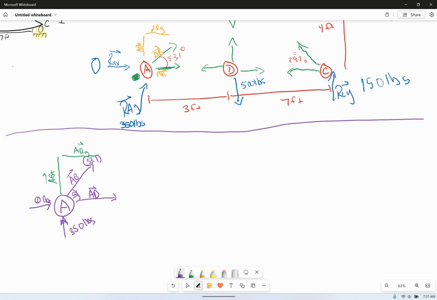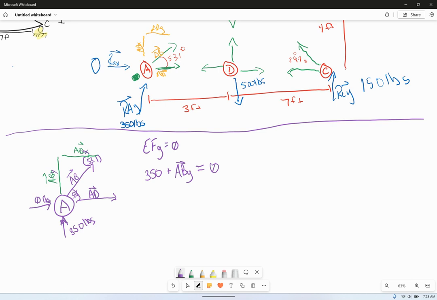So the first thing we're going to do is sum our forces, and I'm going to do it in the y direction because that seems to be pretty easy. So the sum of my forces in the y direction has to equal 0. So I have 350 pounds, which is going up, and that's going to be my first one, plus my other y direction. I did these wrong. This is my x direction, so that's ABX. This is my y direction, that's ABY. So then I have 350 plus the ABY vector has to equal 0.